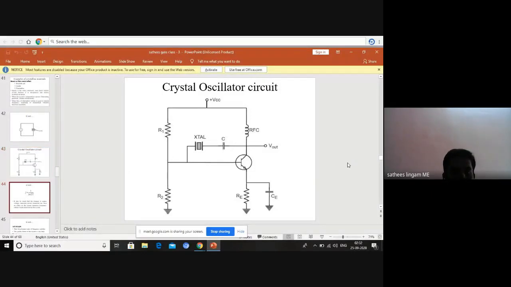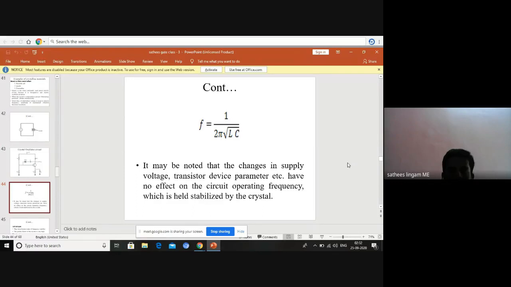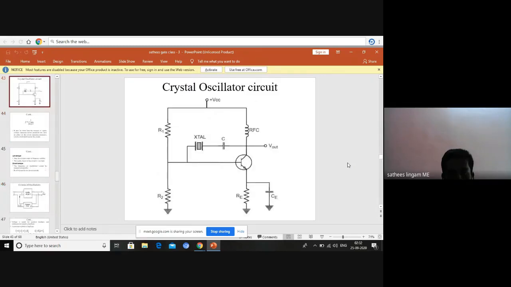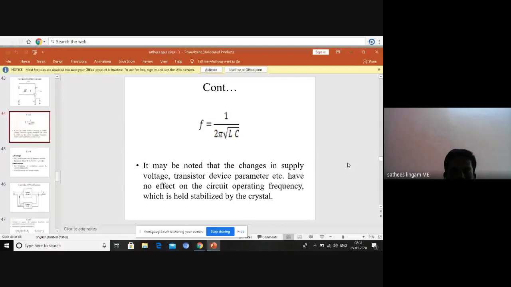The frequency of the crystal oscillator is 1 by 2 pi root LC. Inductance and capacitance: what is it pointing out? When you place a crystal in between two plates, it acts as a capacitor, with a capacitive effect. Then there is an inductive effect also, so f is equal to 1 by 2 pi root LC. It may be noted that changes in supply voltage, transistor device parameters, etc., have no effect on the circuit operating frequency.